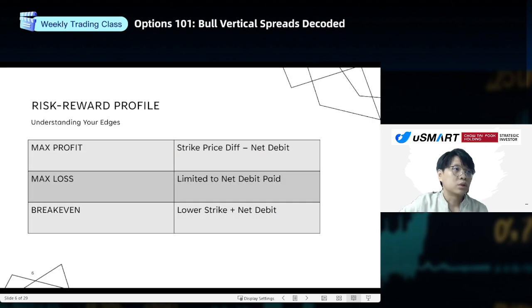Now we'll talk about the risk-to-reward ratio profile, so it can be better for you to understand your position. The max profit will be the strike price difference minus the net debit you pay, and the max loss is limited to the net debit paid. You have a break-even of the lower strike price plus the net debit.